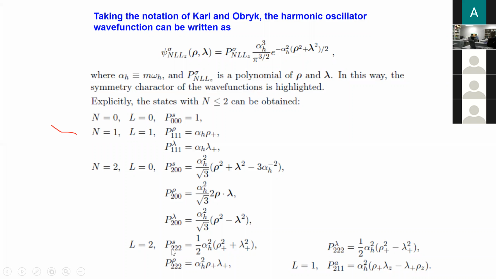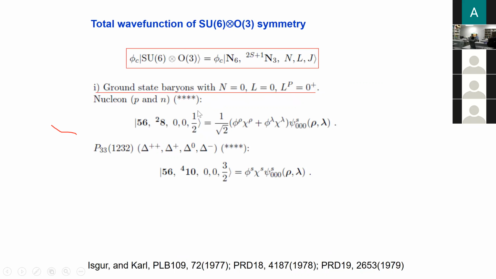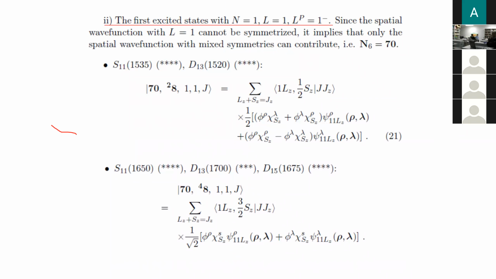For the orbital angular momentum L equals 2, you can construct more complicated wave functions. Combining together, the nucleon wave function becomes as simple as this one, in which the spin flavor is symmetric, and the spatial wave function is ground state symmetric. And the delta, which belongs to the decuplet, has symmetric spin and flavor, and also a symmetric spatial wave function.